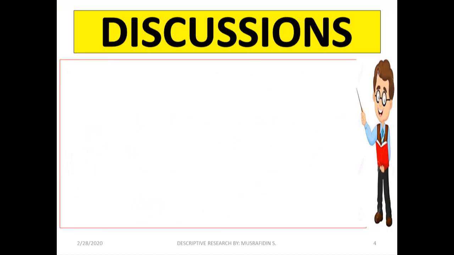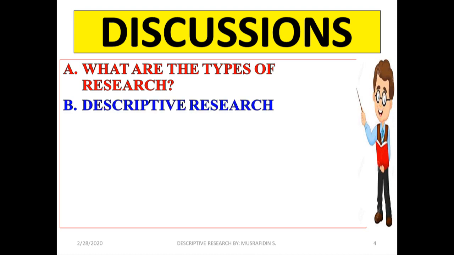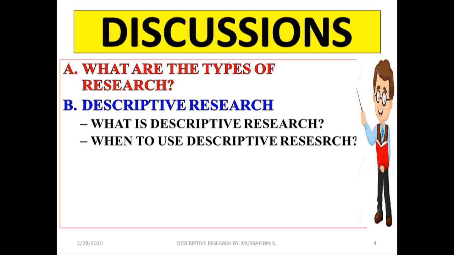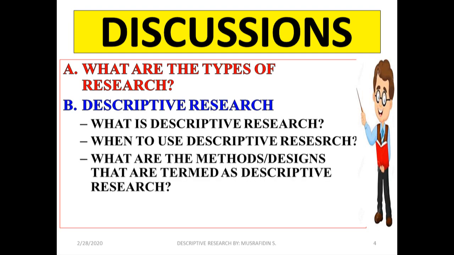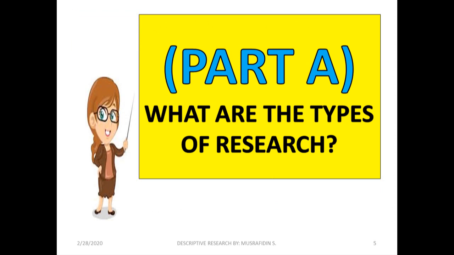Our discussion will be divided into three parts. Part A, what are the types of research? Part B, descriptive research. In part B, we are going to answer questions such as, what is descriptive research? When to use descriptive research? And what are the methods or designs that are termed as descriptive research? And finally, part C, we will make our review, conclusion, or summary. Let's get it done. Part A. What are the types of research?